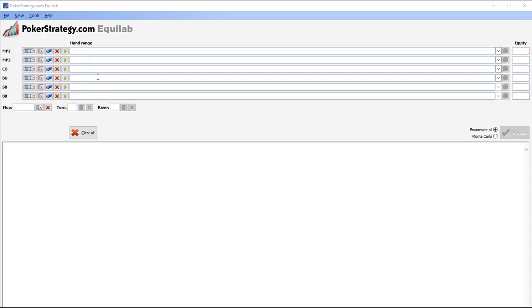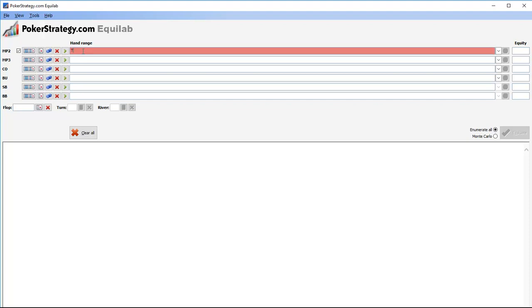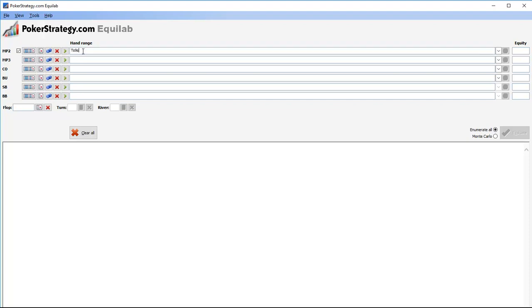So you can Google Equilab and download the software for free, and all it's going to do is give you equities, and it's going to express these equities as a percent. So let's imagine first of all that we're pre-flop. So we have a hand like 10-9 of spades versus pocket threes.